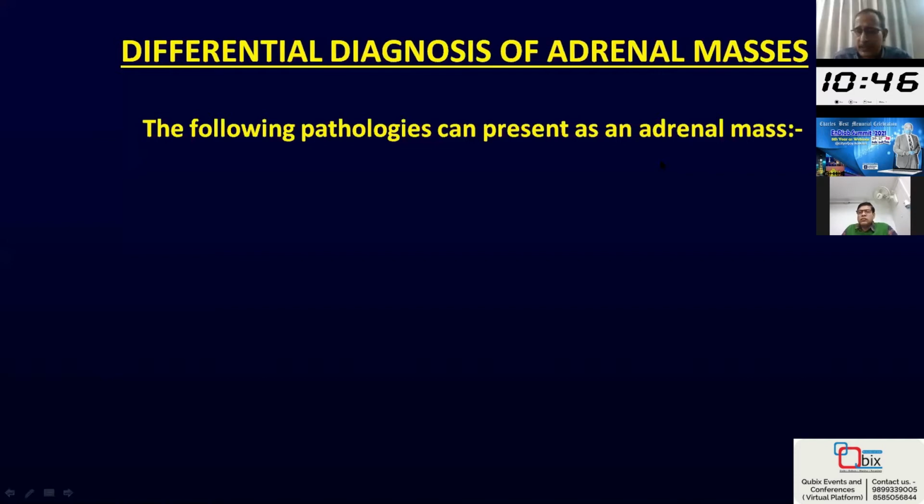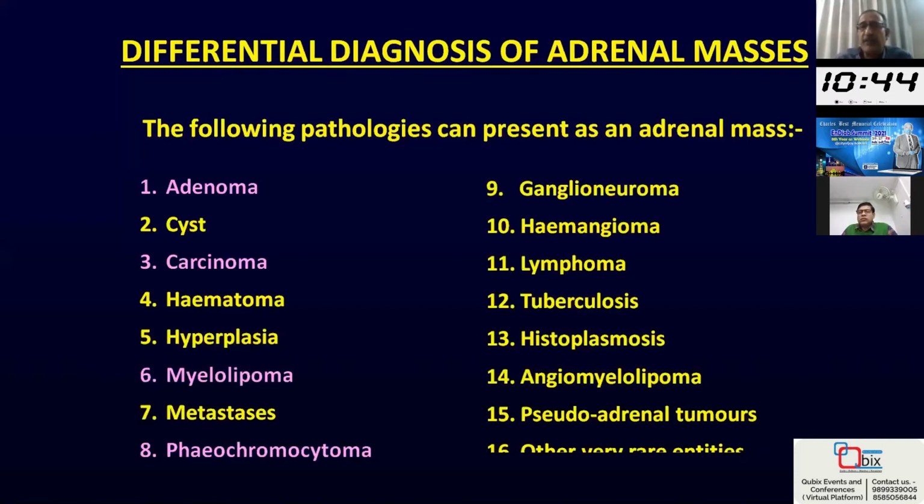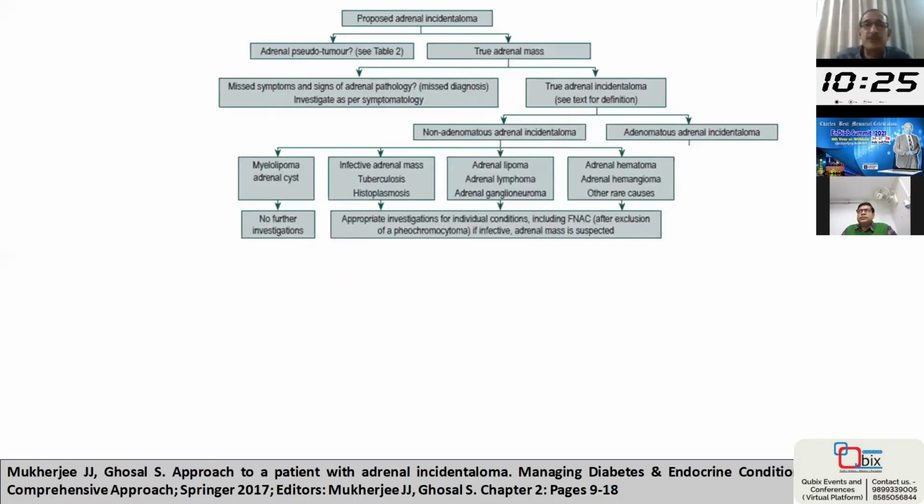Now, these are the various pathologies which can come up as an adrenal mass incidentally. So it's a huge list. That's what I said, this is something to be dealt with by the specialist. Adenoma is the commonest. 80 to 90% are adenomas. The rest: cyst, carcinoma, haematoma, hyperplasia, myelolipoma. Myelolipoma we see quite often. Rarer ones are ganglioneuromas, lymphomas, TB, histoplasma.